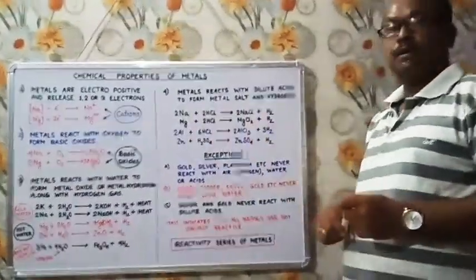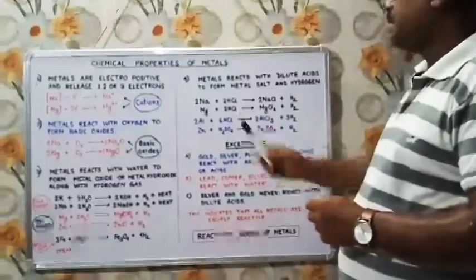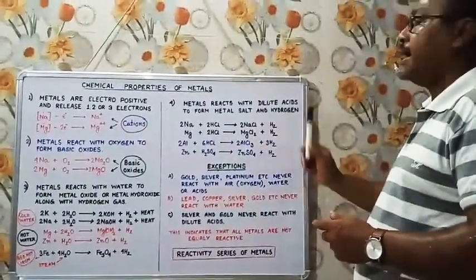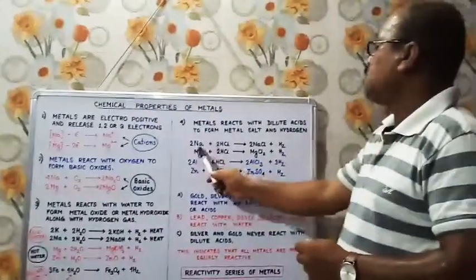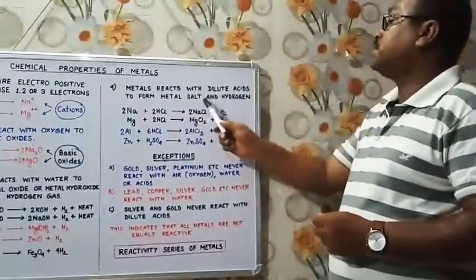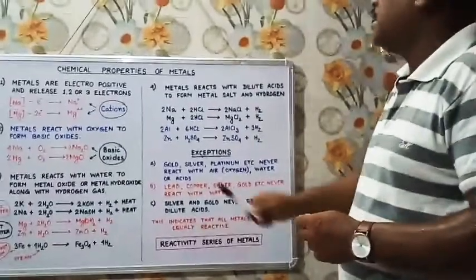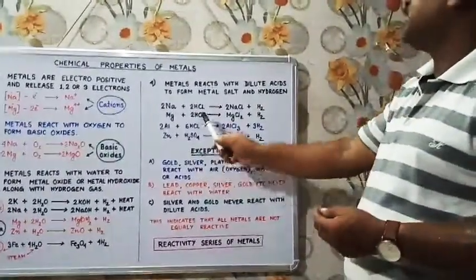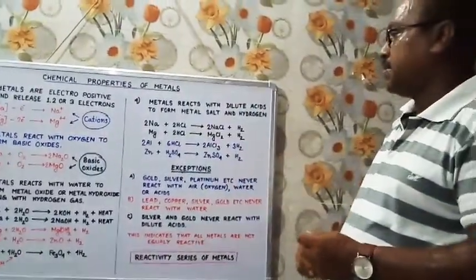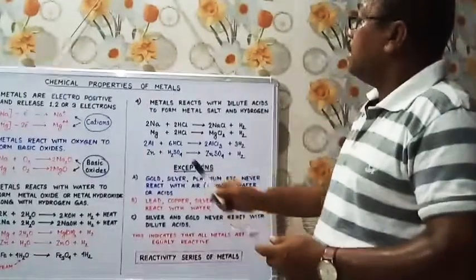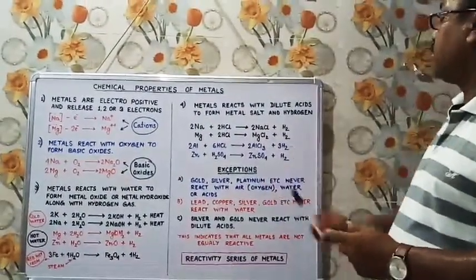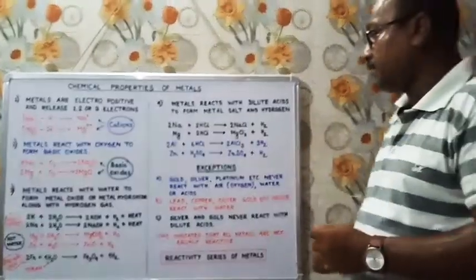Coming to the fourth chemical property of metals. Metals react with dilute acids to form metal salt and hydrogen gas. For example, sodium metal reacting with dilute hydrochloric acid producing sodium chloride, which is a salt, and hydrogen gas. Magnesium is another metal reacting with dilute hydrochloric acid producing magnesium chloride and hydrogen gas. Aluminium is reacting with, again, dilute hydrochloric acid producing aluminium chloride and hydrogen gas.